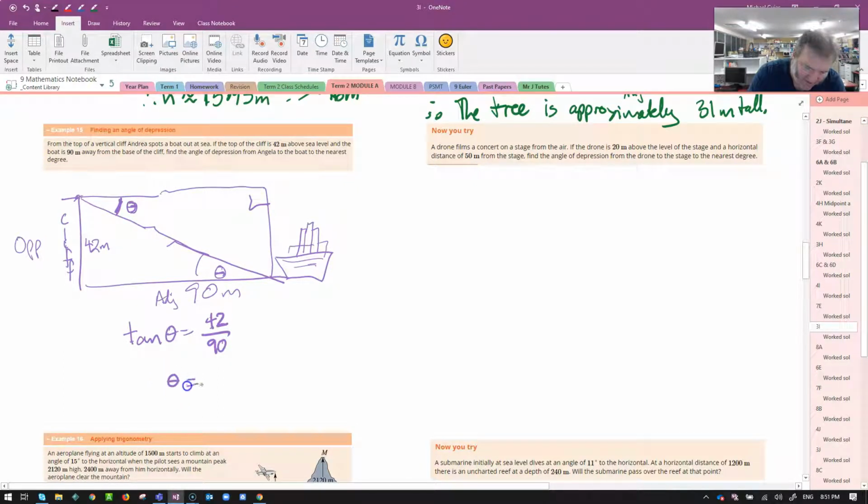Remember, when finding an angle, we do arctan, the inverse of the tan function, arctan. Theta is approximately equal to, so arctan, what do? That's right, your shift button, then your tan. Should look like that on your calculator. Arctan, use your brackets, 42 divided by 90, close the bracket, equals, and that's saying approximately equal to 25.01. Well, they want it to the nearest degree, so let's just write it, approximately 25 degrees. All there is to it.